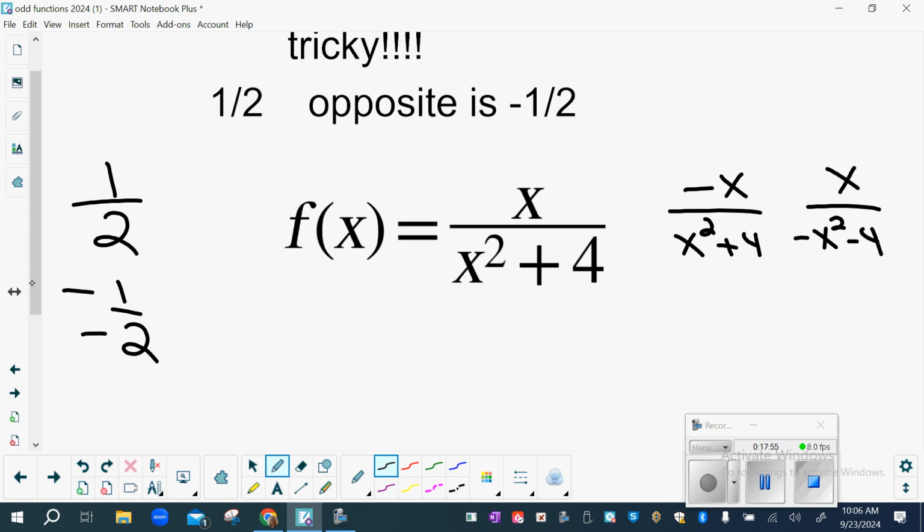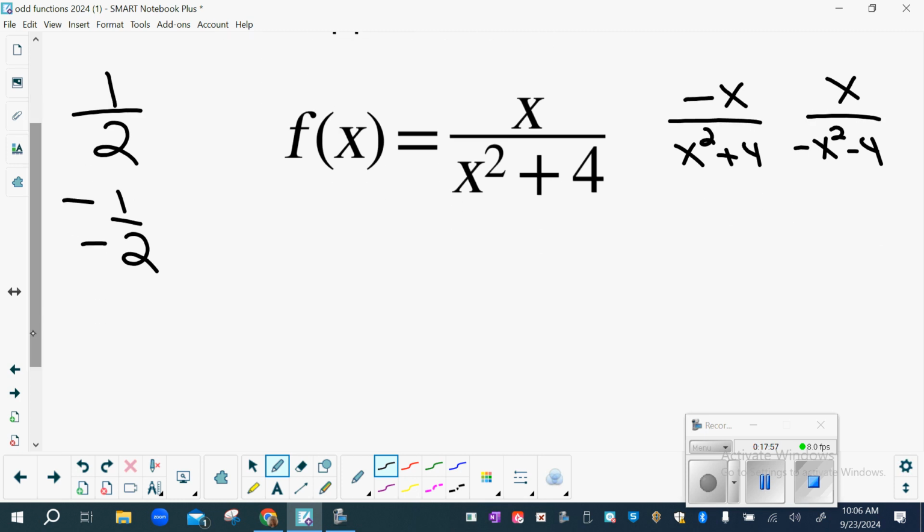Does that make sense? Fractions are hard. Let's do this one together and decide, is it odd, even, or neither? So here's what I'm telling you. Here's my even. Here's odd. Here is also odd. And if it's none of that, it's neither. Give this one a try. This is the last one.